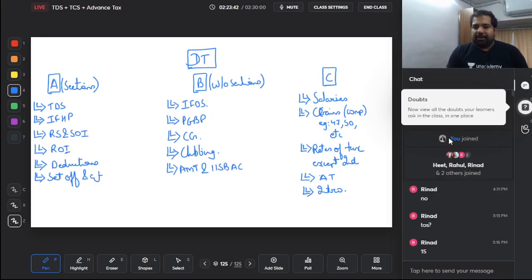In DT also there are A, B and C categories. A categories, you have to remember sections. In the most ideal scenario, all sections have to be remembered, but in A category, these are sections, and these are highly expected sums in the exam.